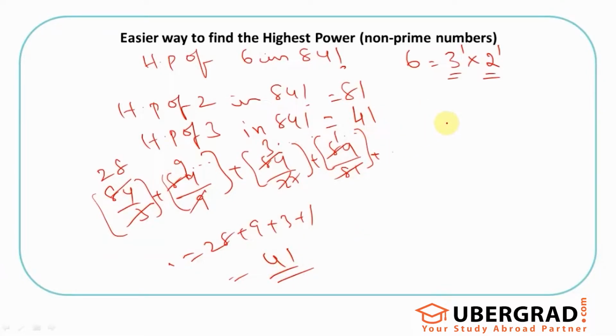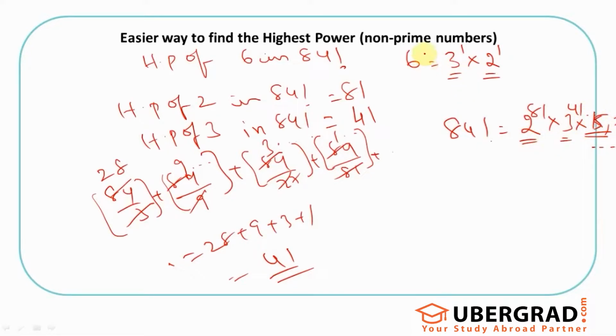So what do you mean by that? 84 factorial is technically 2 power 81 into 3 power 41 into something else. Basically everything else has nothing to do with 2 and 3. I have squeezed every 2 and 3 available into this part. The rest will be the other prime numbers like 5 or 7, etc.